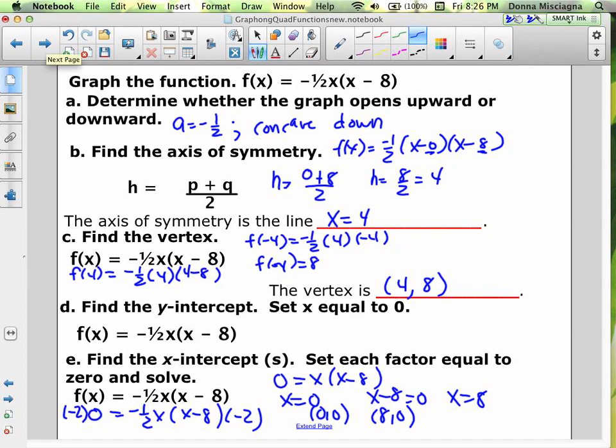Last thing we need is the y-intercept. Can you figure out what the y-intercept might be? Let's find out if you're right. Think in your head what the y-intercept is.